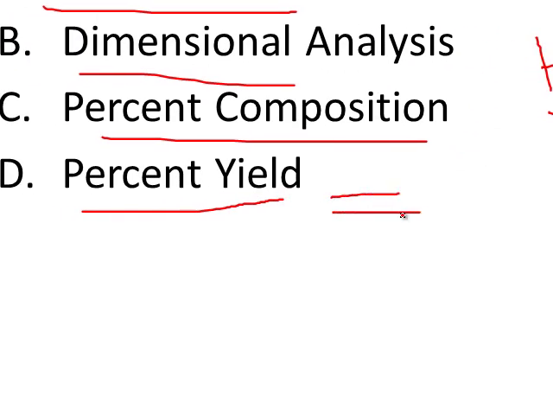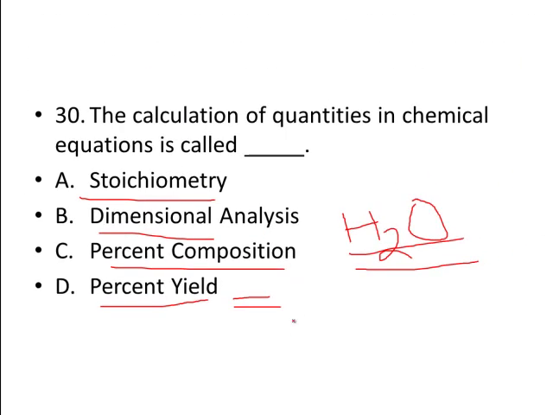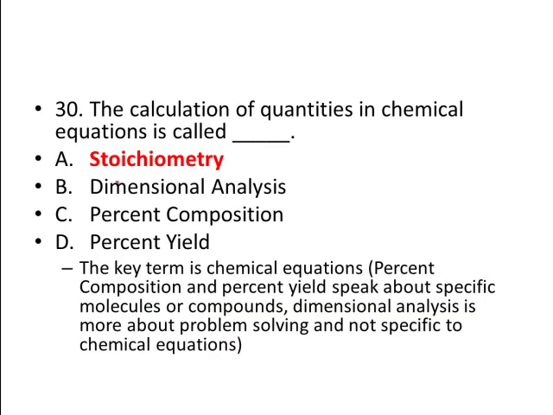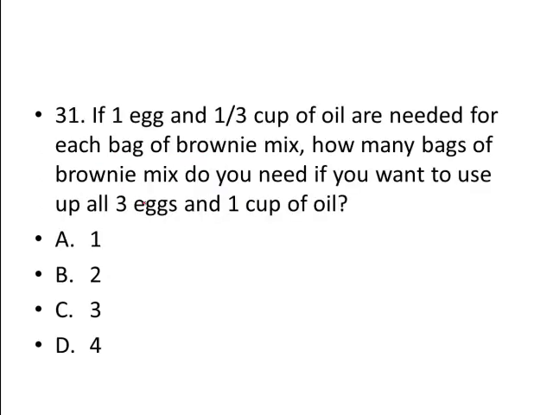And percent yield is an equation that we just learned regarding the lab work, in terms of what we actually get in a lab or in a manufacturing situation over the theoretical yield. So that's what we're looking for when we do that. So the answer obviously is stoichiometry. This is a key term in chemical equations, and the other ones just do not apply to that word, chemical equations.